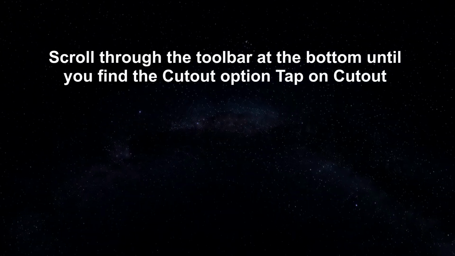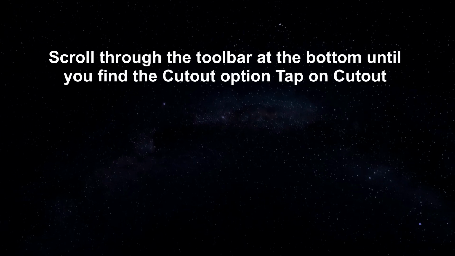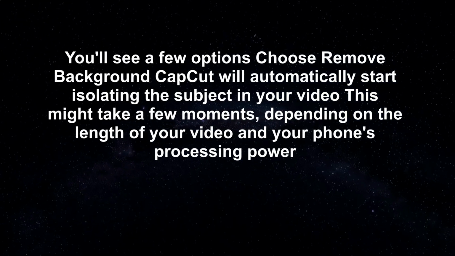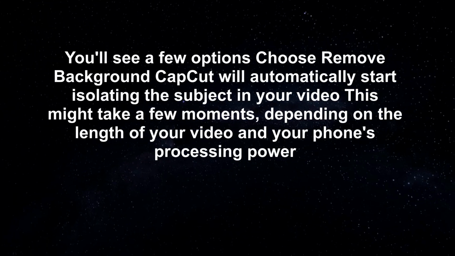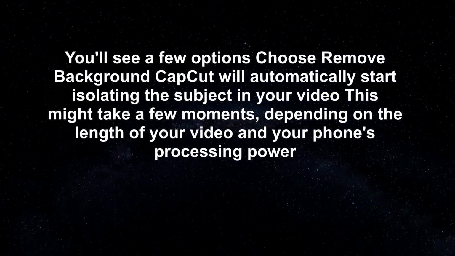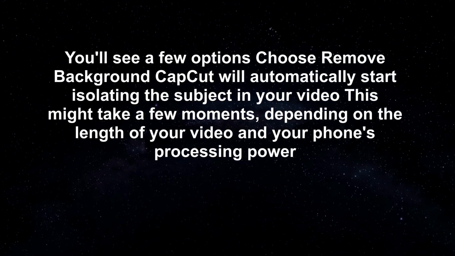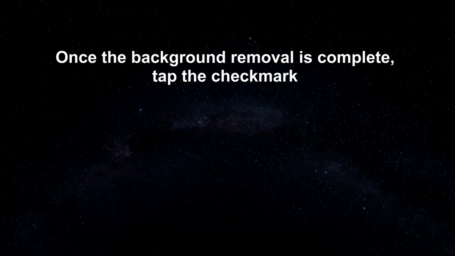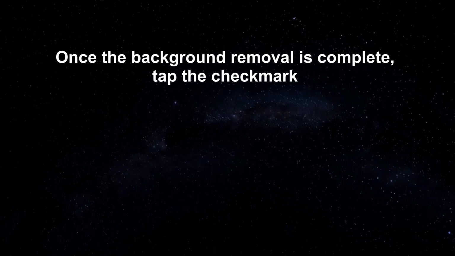Scroll through the toolbar at the bottom until you find the Cutout option. Tap on Cutout. You'll see a few options. Choose Remove Background. CapCut will automatically start isolating the subject in your video. This might take a few moments, depending on the length of your video and your phone's processing power. Once the background removal is complete, tap the check mark.